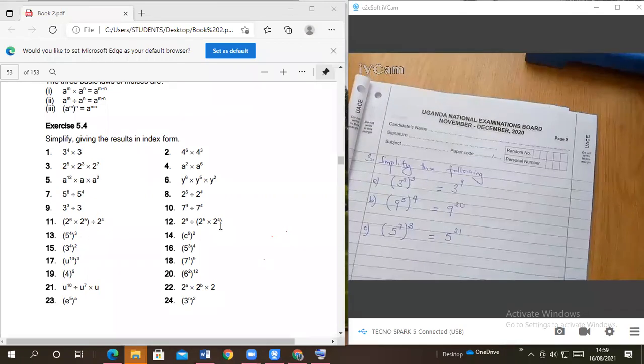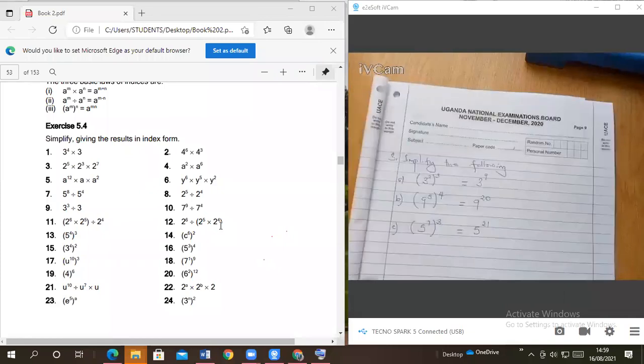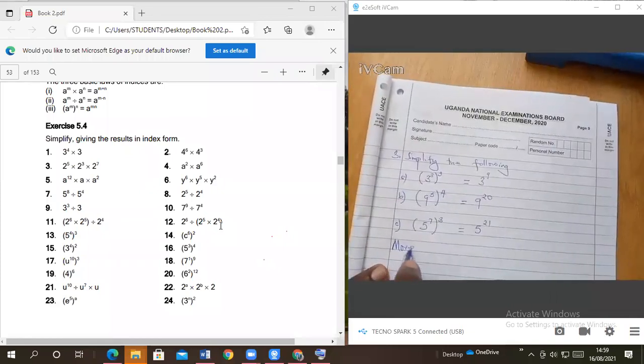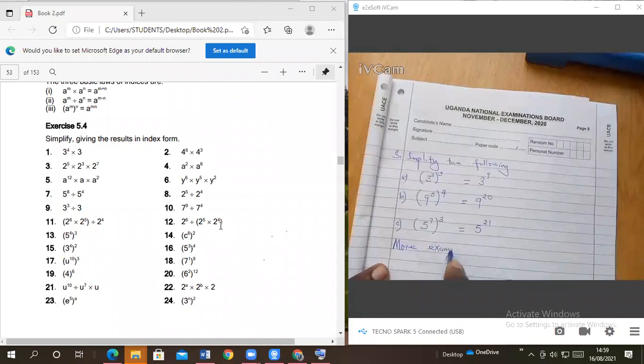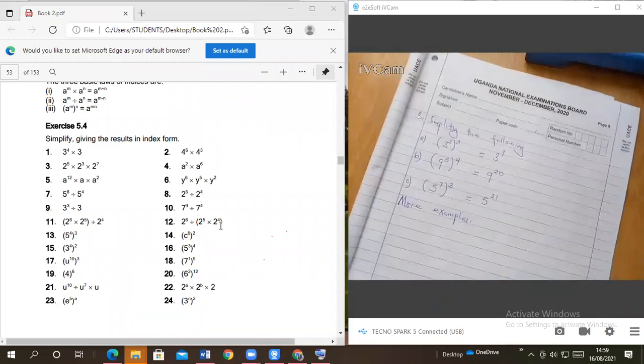Now let's go to more examples. Now we shall combine. We may combine more than one law in one question.